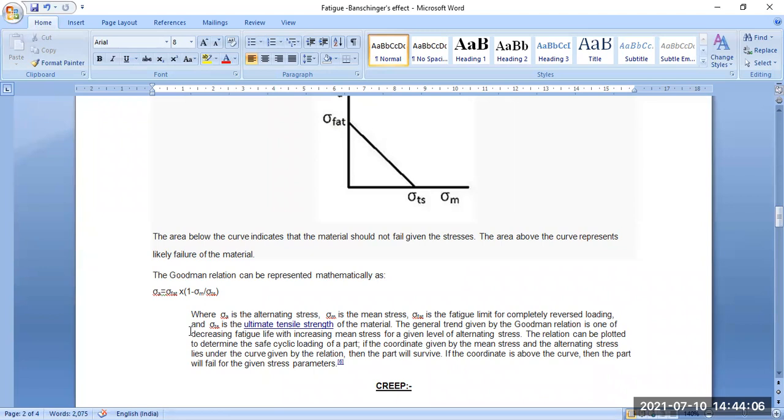If the condition is above the curve, then the part will fail under the given stress parameters itself.